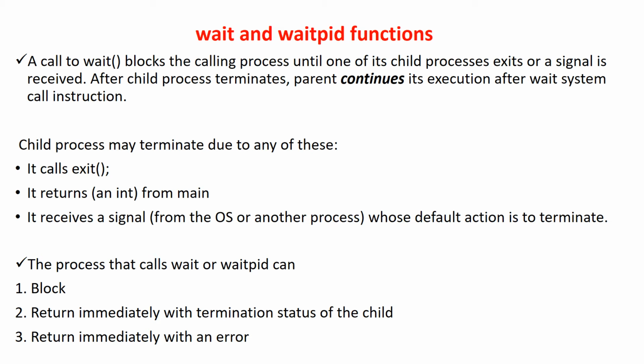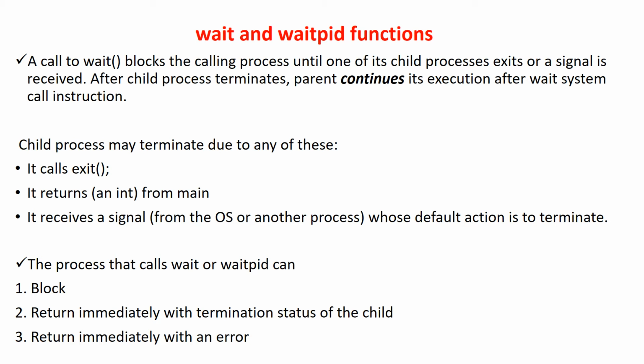Otherwise it receives a signal, from the operating system or any other process, whose default action is to terminate. Somewhere in between, a process may be stopped by the OS or by any other process. For that reason, when it receives such a signal, the default action is to terminate the process. The process that calls wait or waitpid can block the normal things.